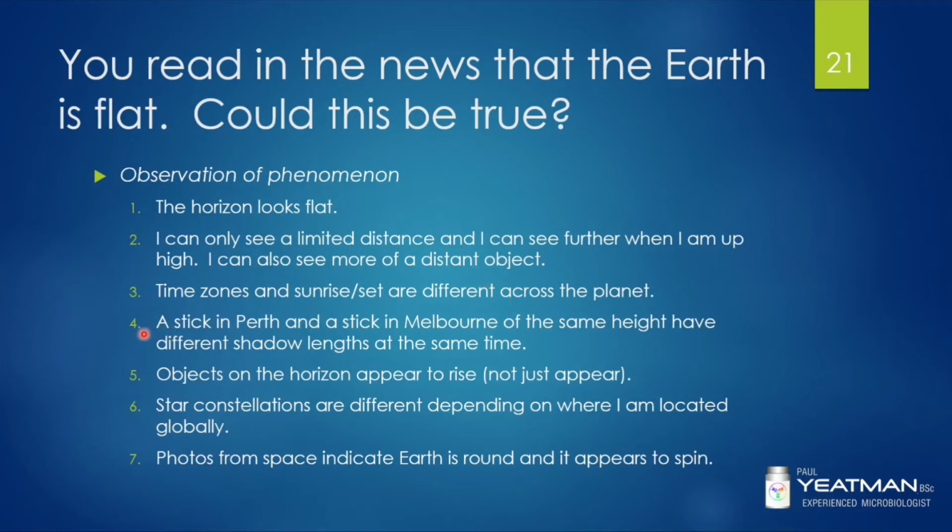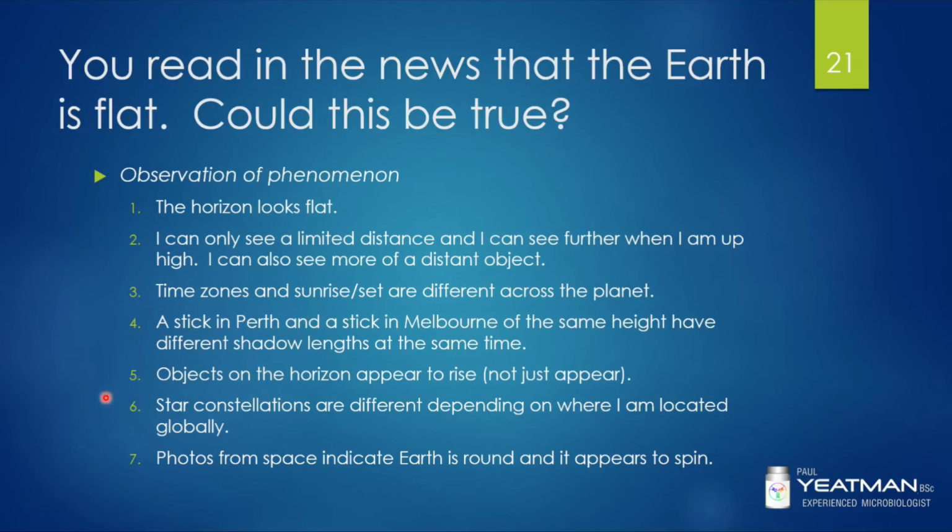A stick in Perth and a stick in Melbourne of the same height at the same angle have different shadow lengths at the same time. What situation might that be the result of? Objects on the horizon appear to rise as you get closer. They don't just appear out of nowhere.